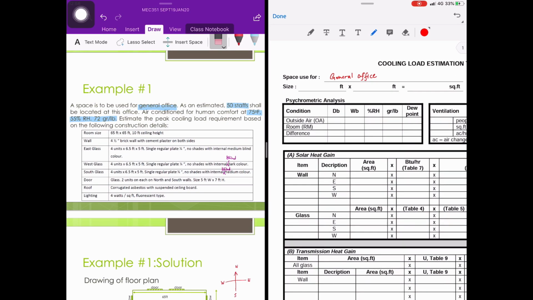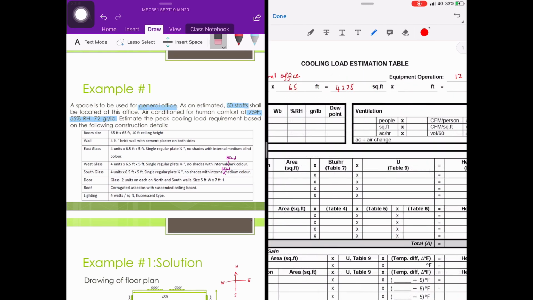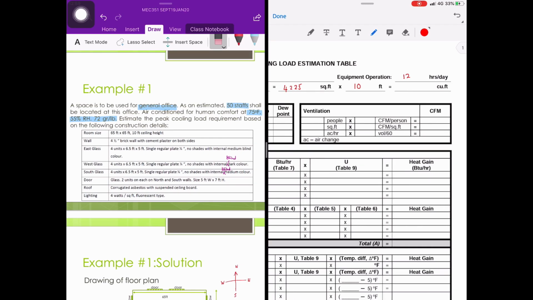Then for the size, given from the question is the room size 65 feet times 65 feet, and if we calculate, we are going to get 4,225 square feet. So 4,225 square feet is representing the floor area for this general office. Next, we are going to multiply the floor area with the floor to ceiling height, and given to us is 10 feet. Therefore, we are going to get the value of 42,250 cubic feet.